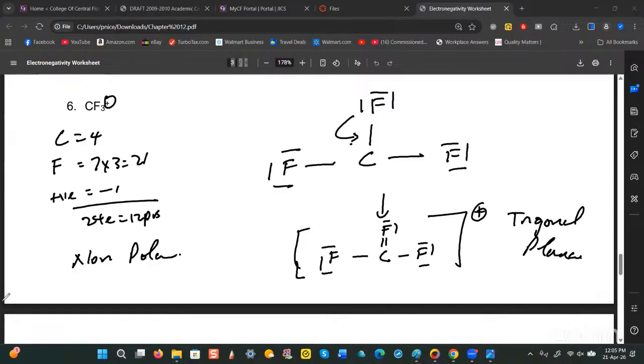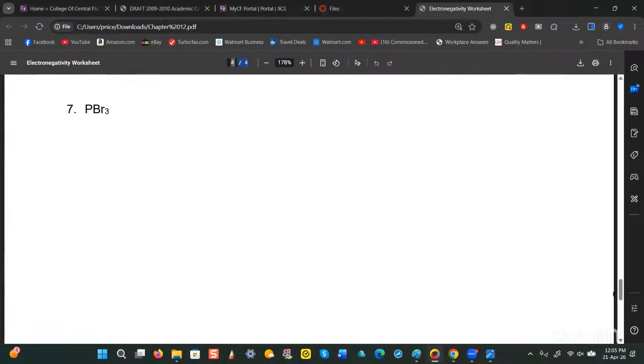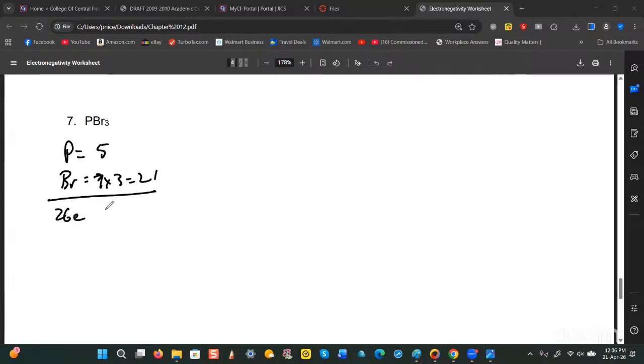Any questions about this one? All right, let me clear this. Oh, there's another one, I thought this was it. 2 more, okay. Let's do PBr3. First step: phosphorus will contribute how many? 5. And bromine will contribute how many? 7 times 3, which is 21. So we add these up, we're going to get 26 electrons, which will be equal to 13 pairs.